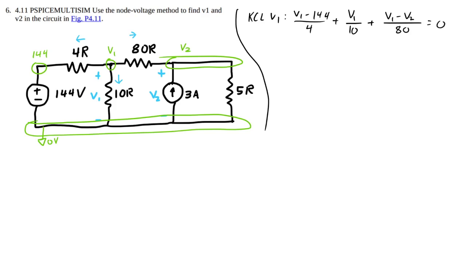Going to do that same process for node V2. And I drew the currents for that node in green. Alright, so I'm going to start out with V2 minus V1 over 80 plus V2 minus 0 over 5 minus 3 amps equals 0.